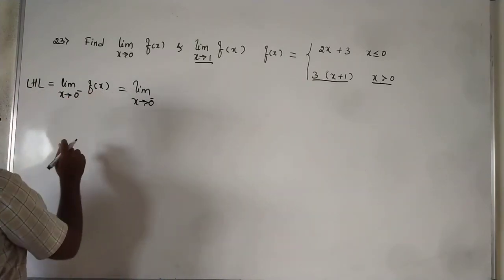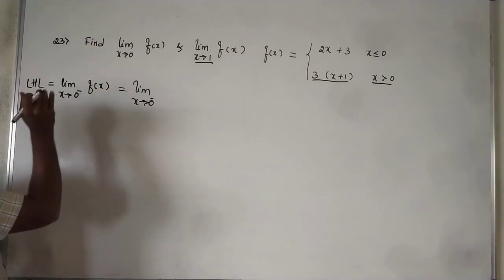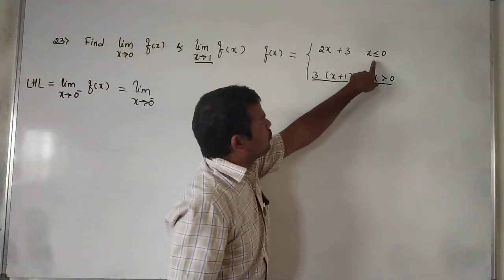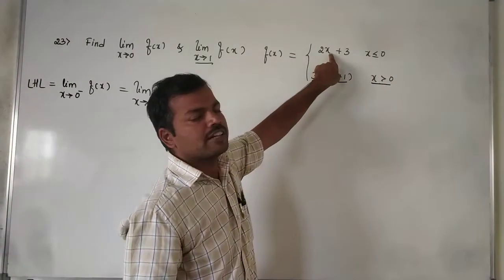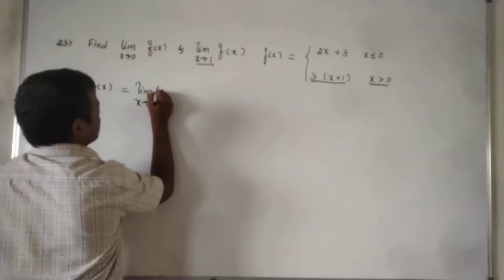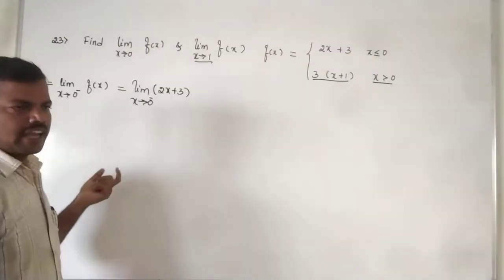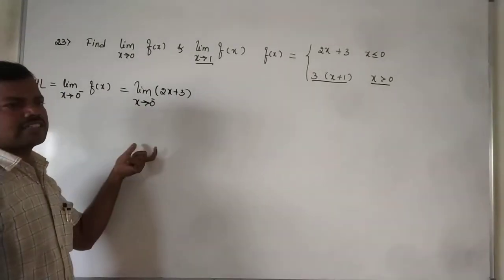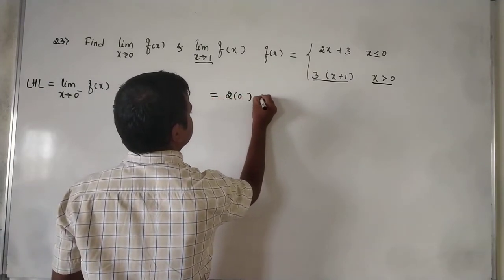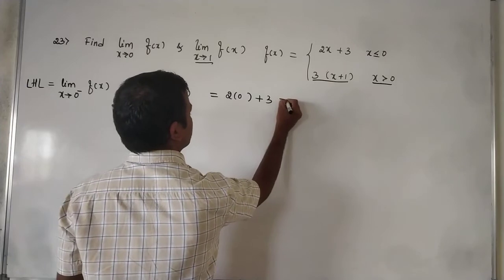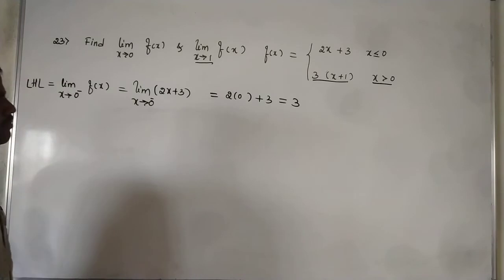Which f(x) we take is very important here. Minus means less than 0, so x less than 0. The function for x less than 0 is 2x + 3, that we have to take. Now evaluate: wherever there is x, put 0. So that is 2 into 0 plus 3, and we got the LHL as 3.